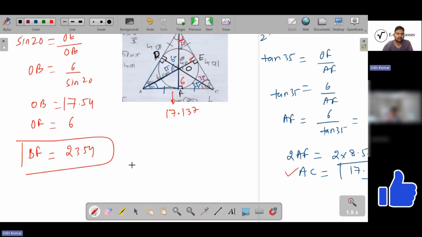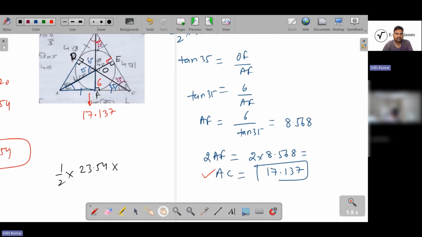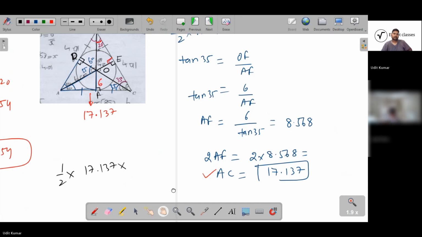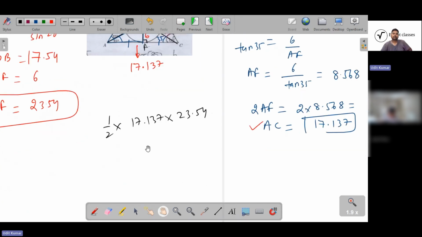Now use the formula half, 23.54 base, and sorry, AC is the base and this is the height. Solve this. 201.7. If we take more accurate values, like up to 5 decimals, then maybe. So that's approximately 200.